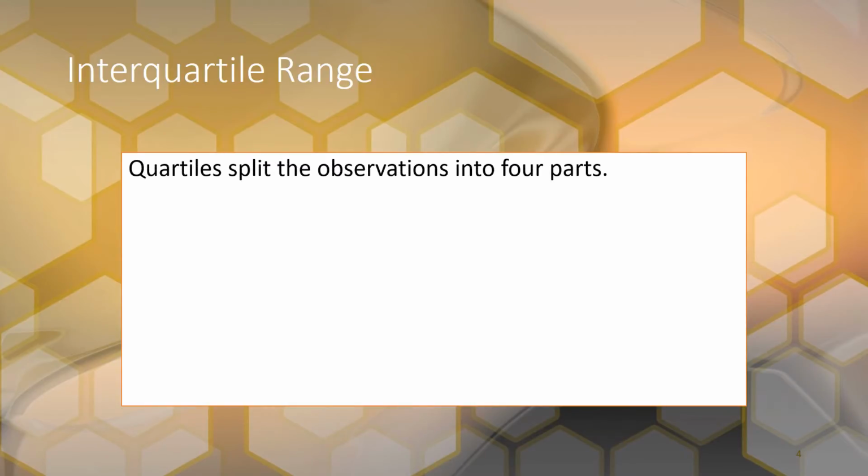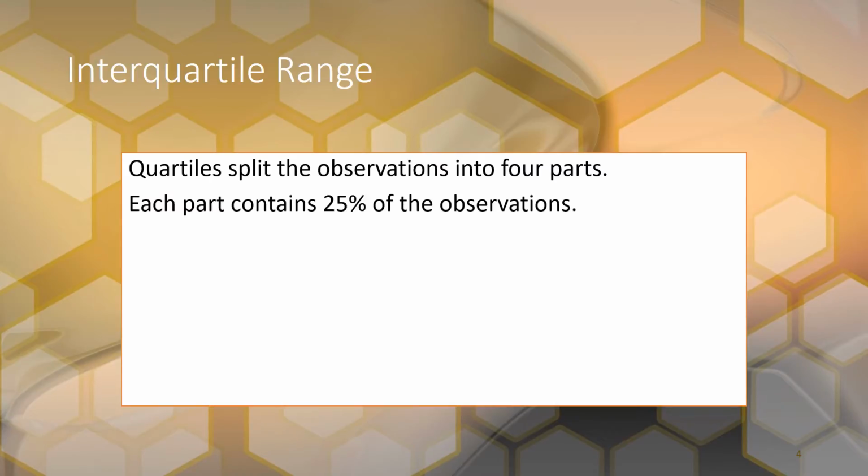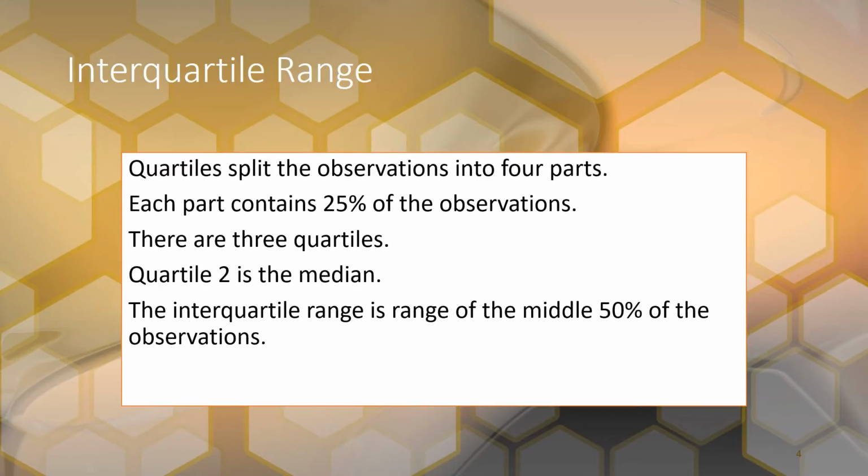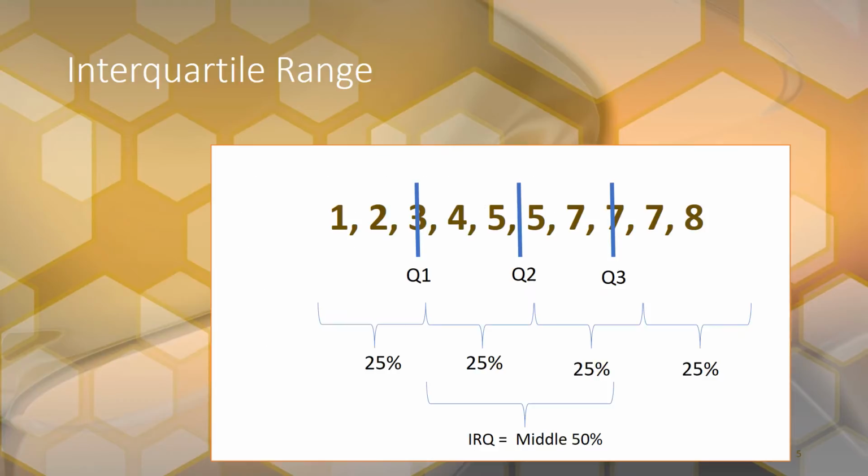Quartiles split the observations into 4 parts. Each part contains 25% of the observations. There are 3 quartiles that split up the observations. Quartile 2 is actually the median, and the interquartile range is the range of the middle 50% of the observations.